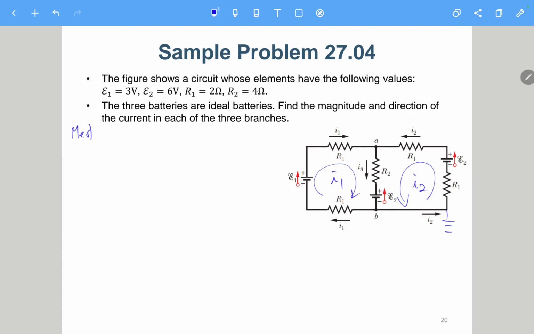For mesh one, let us start from this node and go this way. The first one is E1. E1 is going up. So E1 equals, and this is going down, so this is positive and this is negative. Since the current is in this direction, from negative to positive, it will be a negative number, so we put it on the other side of the equal sign.